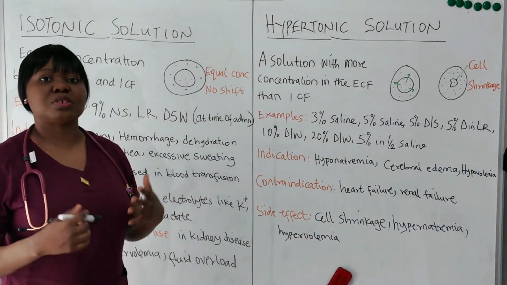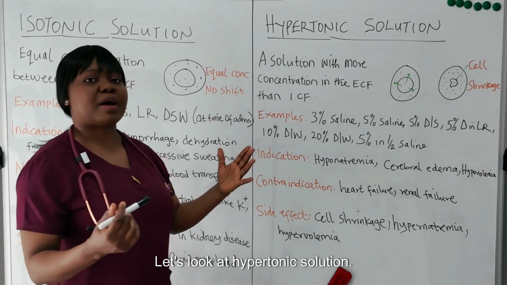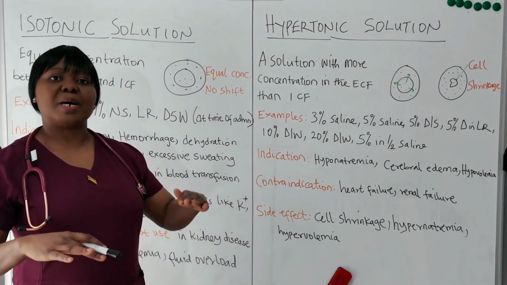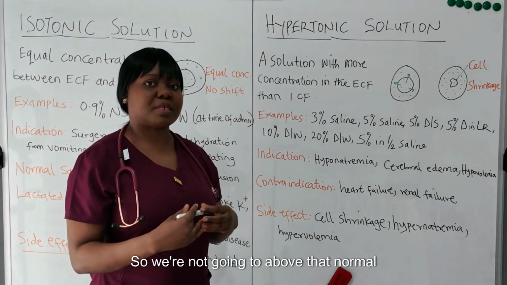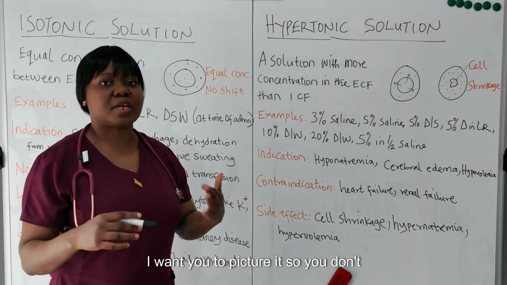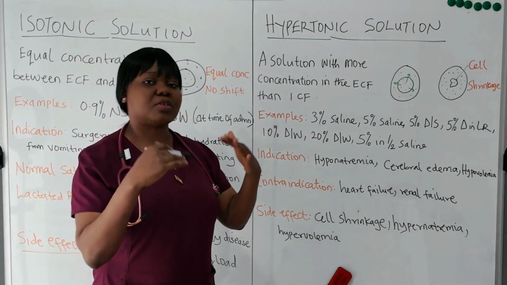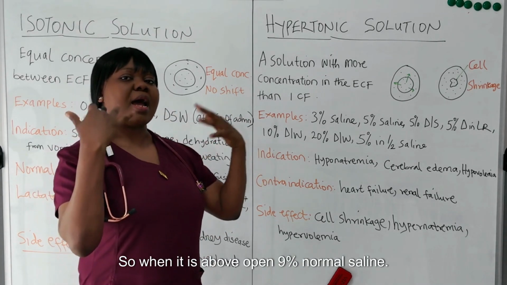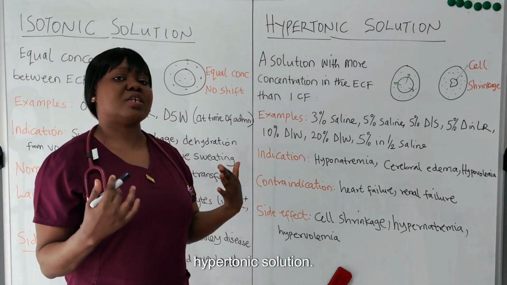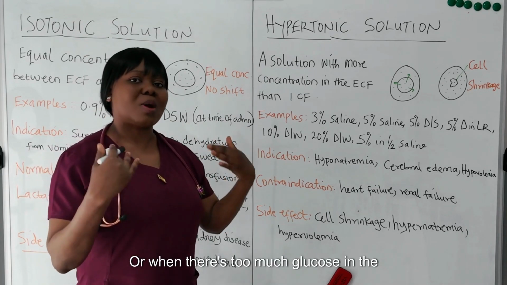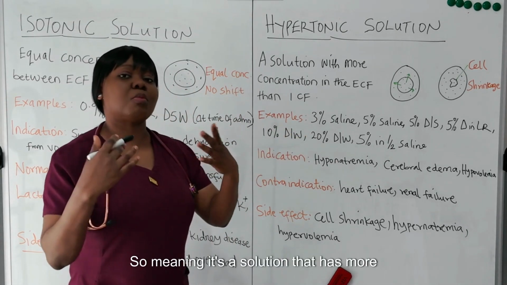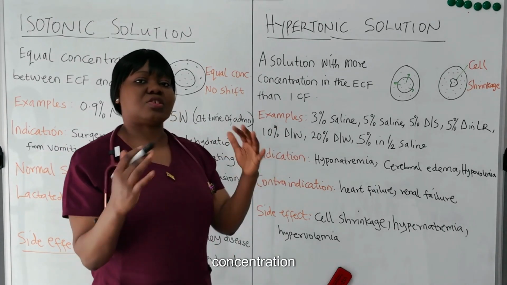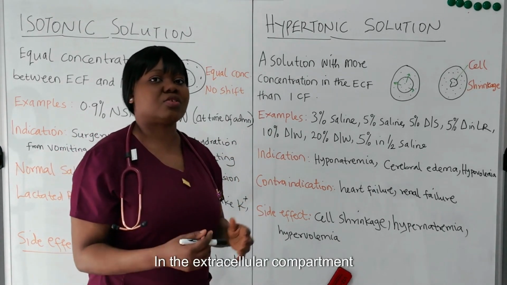Let's look at hypertonic solution. So hyper, we have left the state of balance, or a state of normal. So we're going above normal saline. I want you to picture it that way so you don't forget. When it is above 0.9% normal saline, we're looking at hypertonic solution. Or when there's too much glucose in the water, we're looking at hypertonic solution. So it's a solution that has more concentration in the extracellular compartment than in the intracellular compartment.